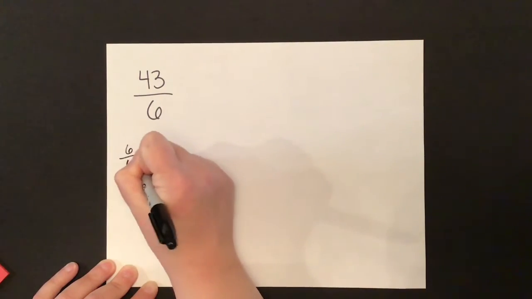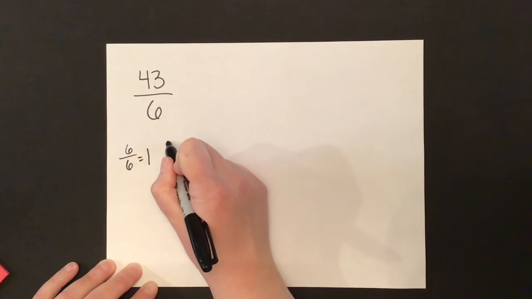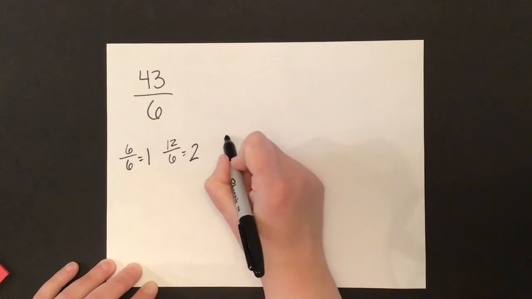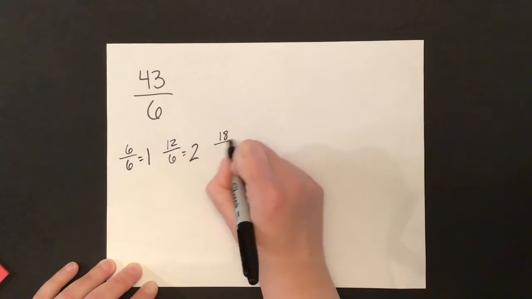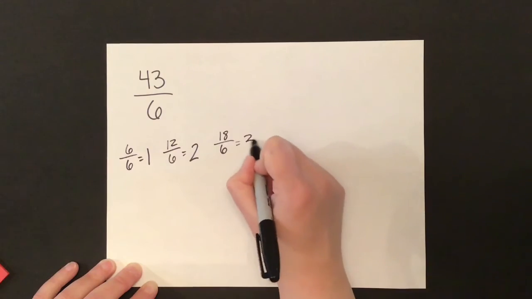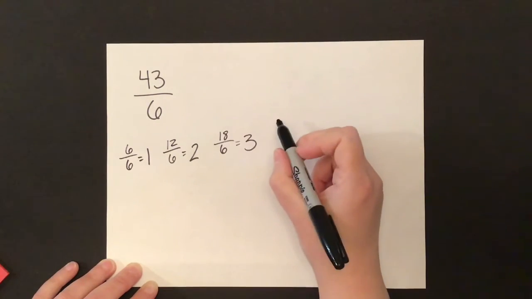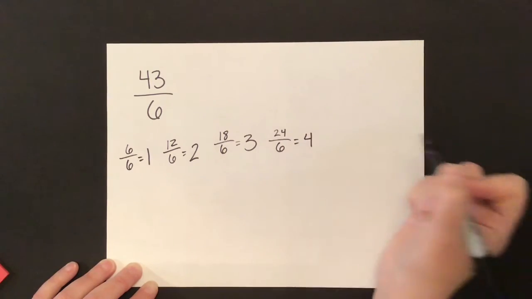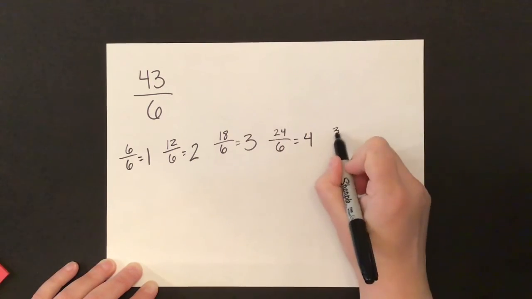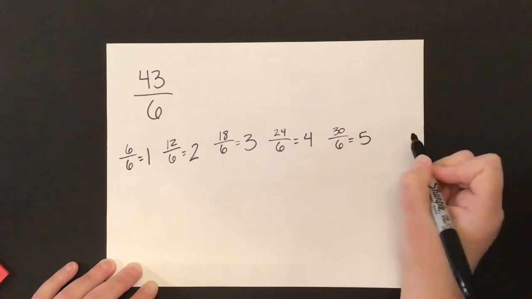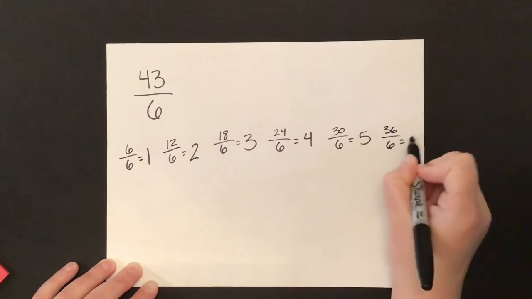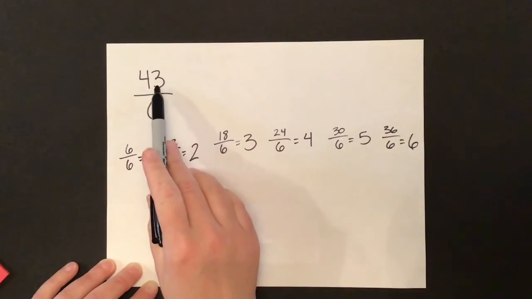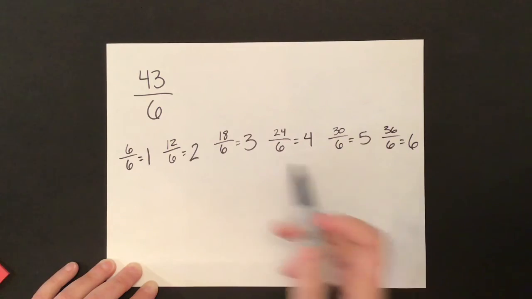So I know 6/6 is a whole. 6 times 2, 12/6 is 2 wholes. 6 times 3 is 18, so 18/6 is 3 wholes. 6 times 4 is 24. That's 4 wholes. Keep going. We have 30. That's 5 wholes. 36/6 is 6 wholes. And then I think there's enough pieces. We can even do 6 times 7.